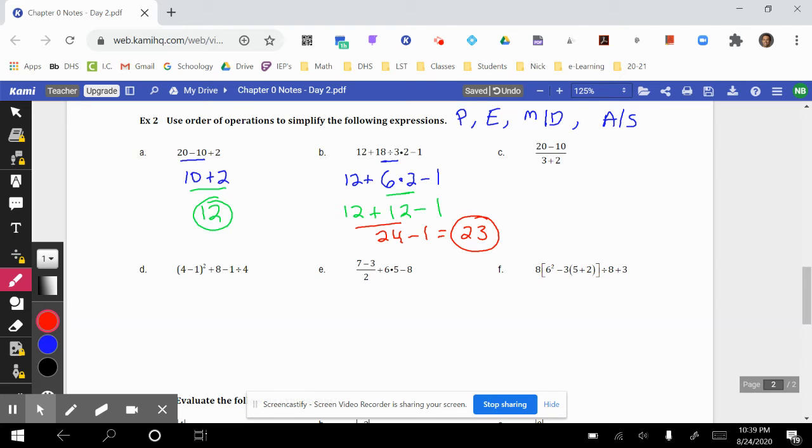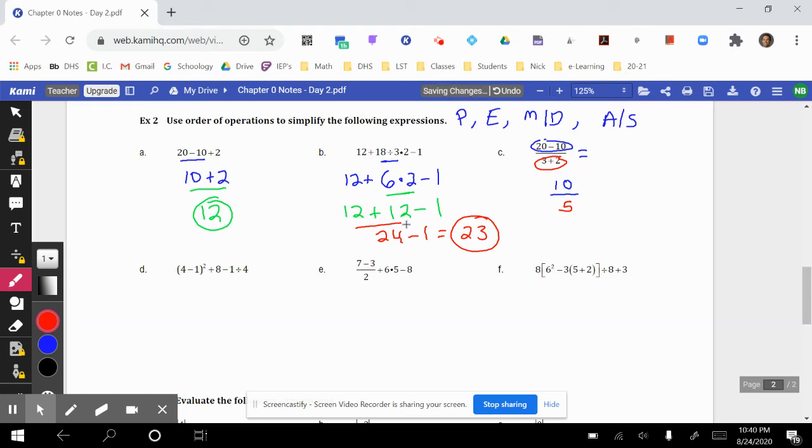All right, example C here. It looks a little different. We got a fraction. We got 20 minus 10 on top over 3 plus 2 on bottom. So if we have a fraction, we take care of the top and we take care of the bottom, and then we're going to simplify that. On my top, I have 20 minus 10. Well, that's going to give me 10 on top. And on my bottom, I have 3 plus 2. Well, that's going to give me 5 on bottom.